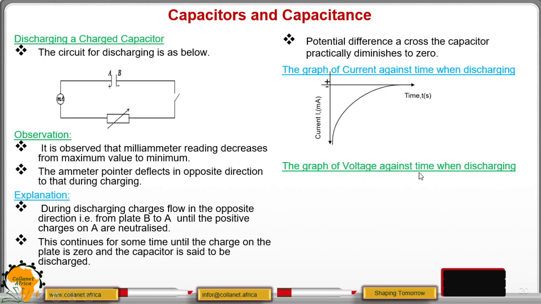The graph of voltage against time when discharging is as follows. We have seen that the potential difference across the capacitor practically diminishes to 0. So this is the voltage, it decreases. And it is decreasing because now the charges are neutralized. And when there are no charges between A and B, then there will be 0 potential difference between the plates.